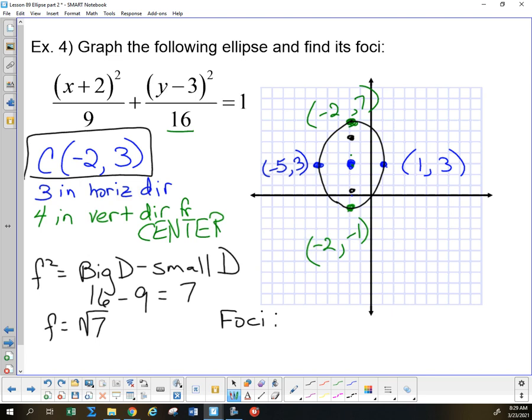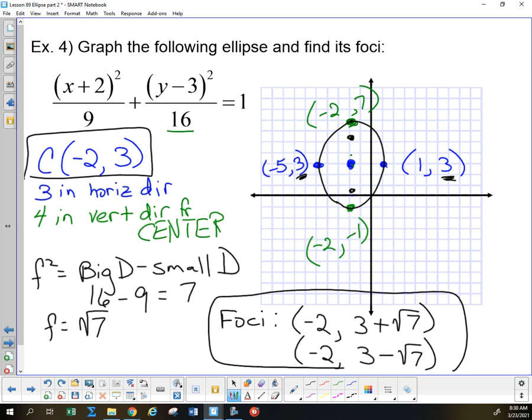Okay, since I'm only going up and down, I'm not changing how far left and right I go. So both of the foci will start with -2. For the y-coordinate, I am now starting at 3 and going up and down root 7. So for the top one, if I go up, I'm at 3 plus root 7. At the bottom one, if I start at 3 and go down, I'm at 3 minus root 7. And when it says find the coordinates of the foci, that's what you need to write down. So questions from anybody on today's lesson?